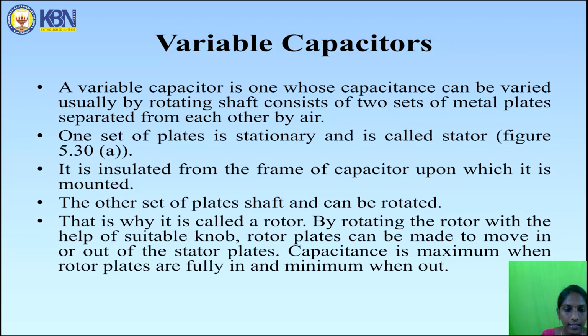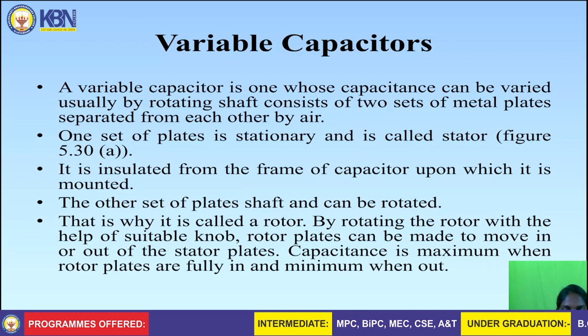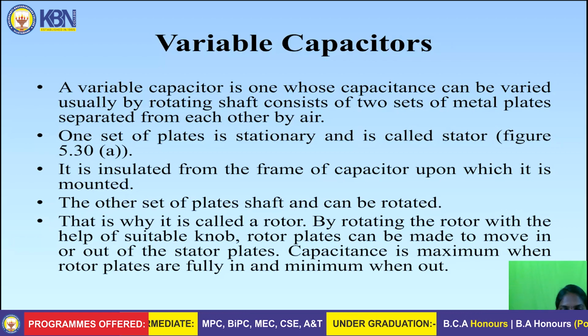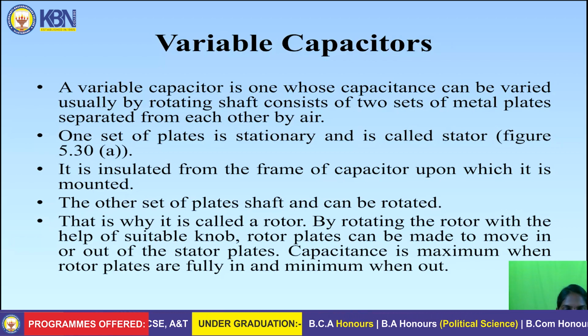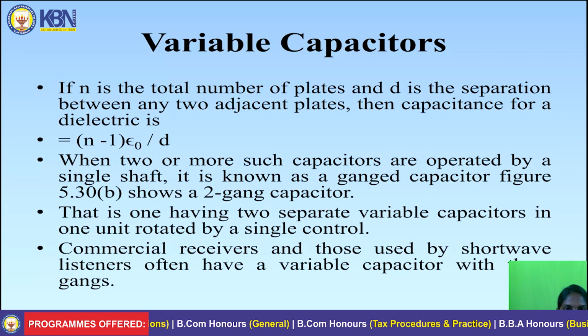The other set of plates is mounted on a shaft and can be rotated. That is why it is called a rotor. By rotating the rotor with the help of a suitable knob, rotor plates can be made to move in or out of the stator plates. Capacitance is maximum when rotor plates are fully in and minimum when out. If n is the total number of plates and d is the separation between any two adjacent plates, then the capacitance for a dielectric is (n minus 1) epsilon naught A by d.